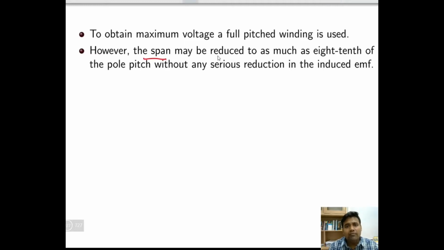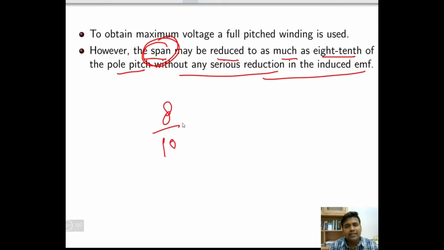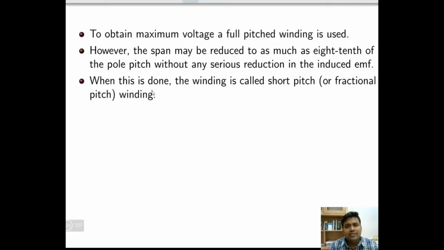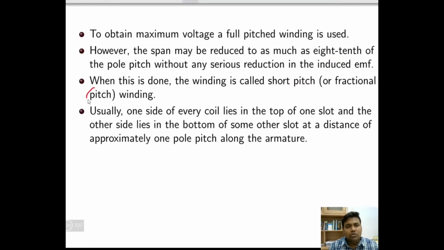The span may be reduced to as much as 8/10 of the full pitch without any serious reduction in the induced EMF. So the coil span, whatever you use, can be reduced up to 8/10 of the pole pitch without affecting the induced EMF. When this is done, the winding is called short pitch. So you can reduce the short pitch winding to a level of 8/10, or fractional pitch as it is also called.